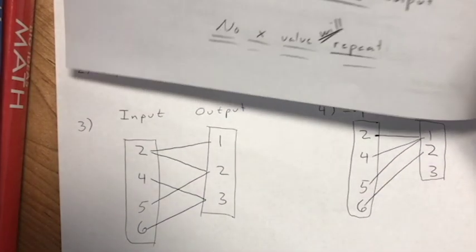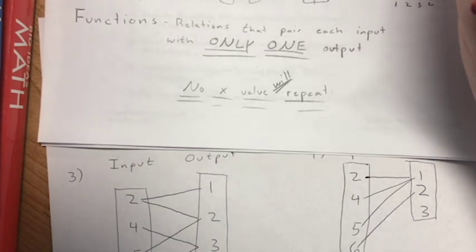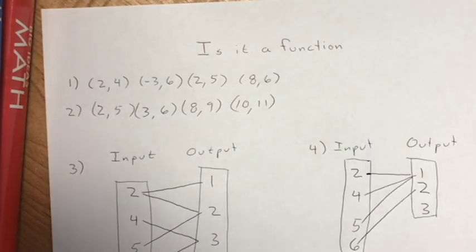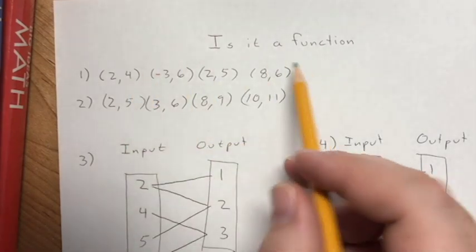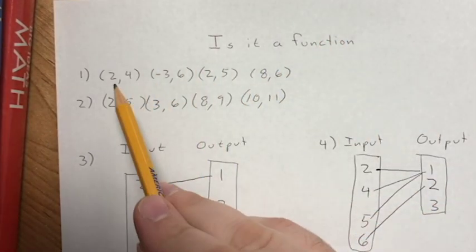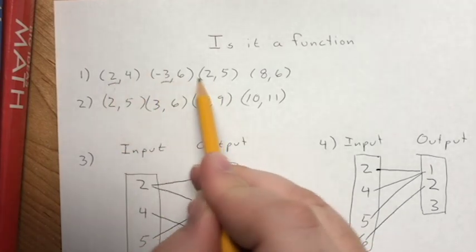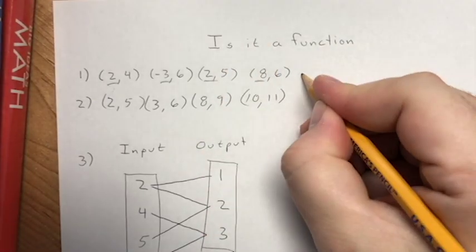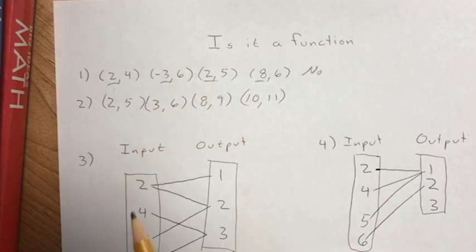All right, so recall my basic definition: it's relations that pair each input with only one output. Basically, no x values will repeat. So if we were to look at it, let's just look right at my x values right now. I have a 2, a -3, a 2, and an 8. Automatically stop. This is not a function because the x value here repeats.